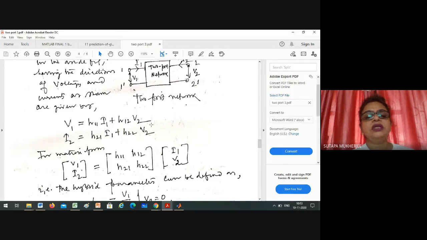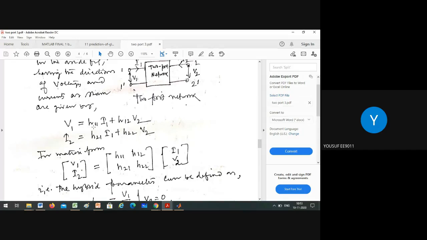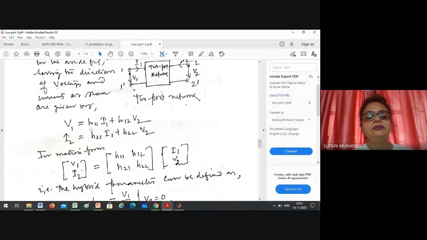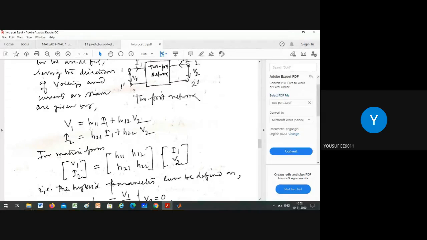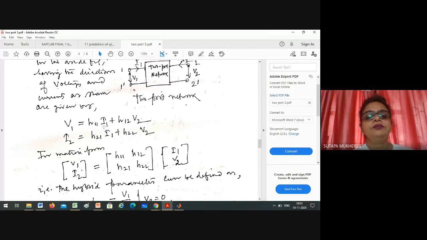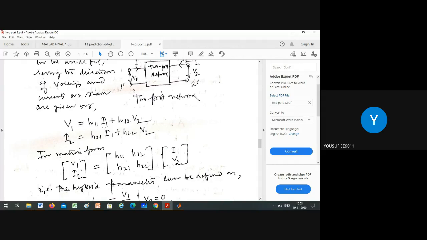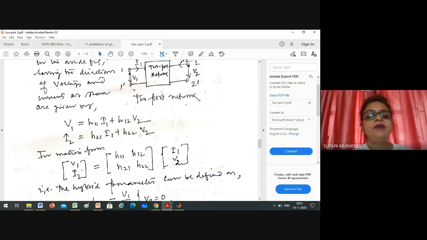From this equation, what are you getting? H11. H11 is equal to what? V1 by I1, provided V2 equals 0. Yes. If again V2 equals 0, then what is the parameter you will get?